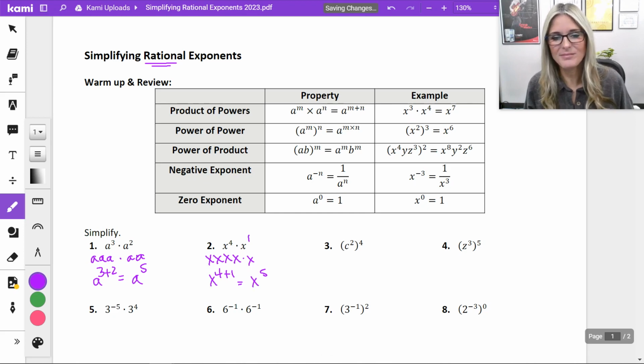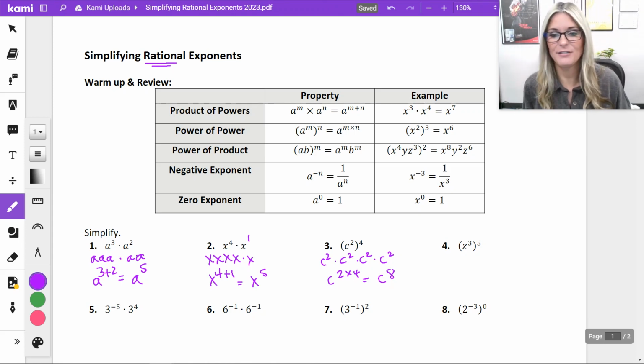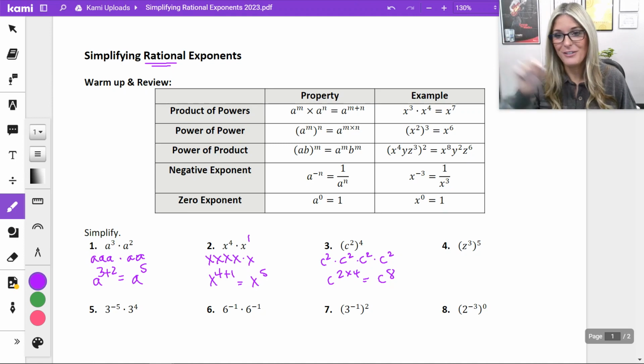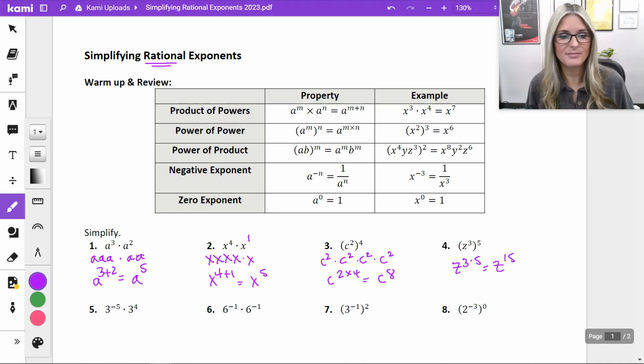Number three, we have c squared to the fourth power. So I'm going to expand this out just a little bit to show you. You can see how we could just do 2 times 4 there, c to the eighth. Or I can see how it's been expanded out. I could add those up, 2 plus 2 plus 2 plus 2, still c to the eighth, final answer. Number four, z to the third to the fifth power, power to a power here, you multiply 3 times 5 gives us z to the 15th.